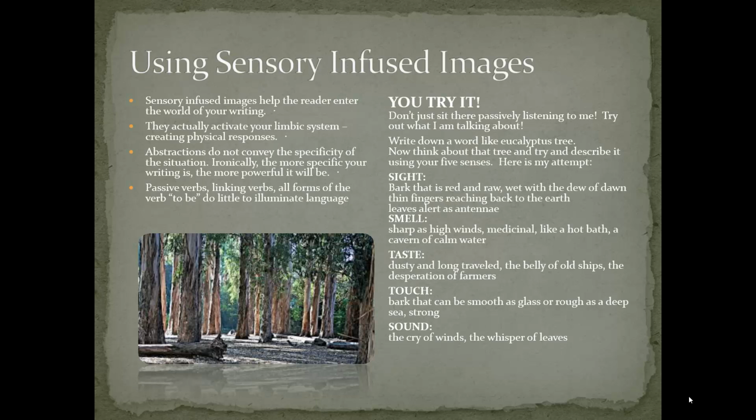First thing I want you to think about is using sensory infused images. The sensory infused images help the reader enter the world of your writing. They actually activate your limbic system, creating a physical response. So if your reader is reading about a sensory experience in your poem and you've done it right, you'll actually feel what they're talking about. Abstractions do not convey the specificity of the situation. And what's really ironic is that the more specific your writing is, the more powerful it will be. Passive verbs, linking verbs, all forms of the verb to be do little to illuminate the language.